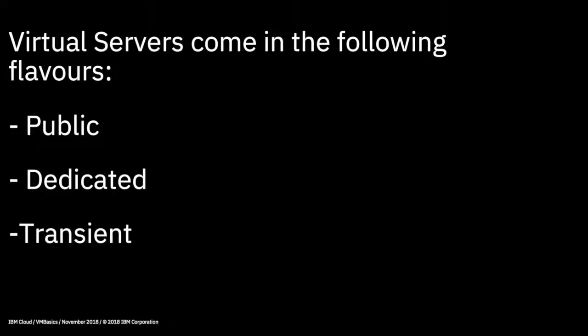This is going to be a lecture and we're going to be focusing on explaining the different flavours of virtual server that are available in the IBM Cloud. So the IBM Cloud currently has four different flavours of virtual server and they are public, dedicated, transient and reserved. And when you choose virtual servers in the catalogue, you'll see these options. So it's important that you understand what each one is and which one might be best for your use case.